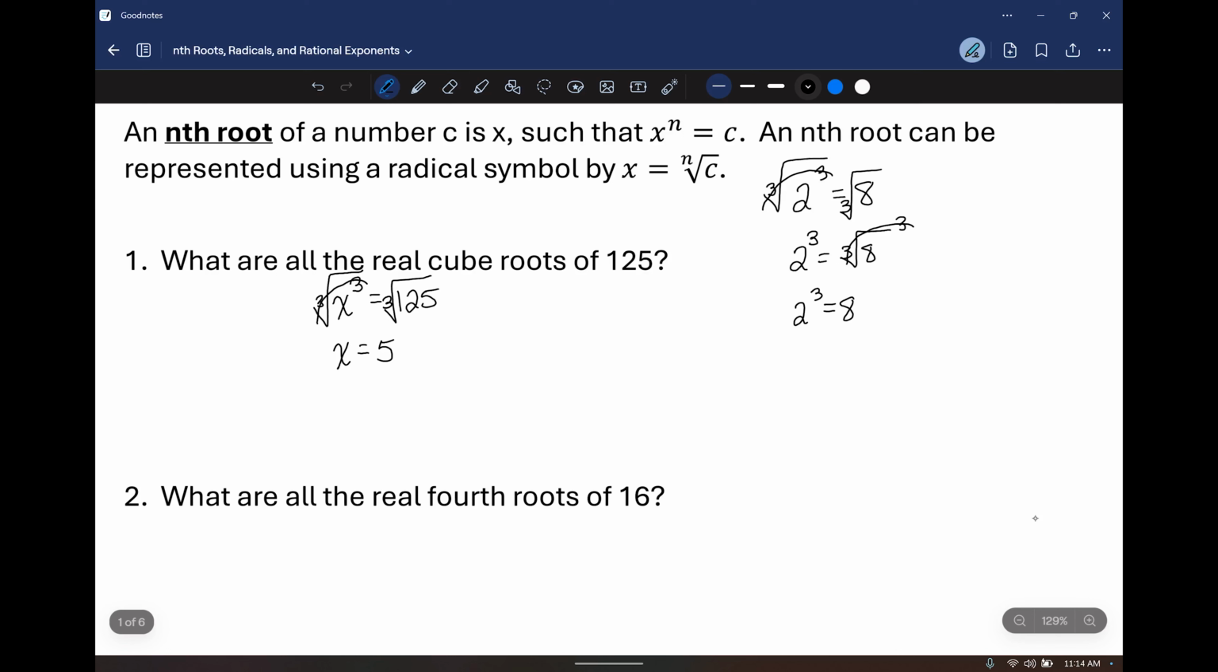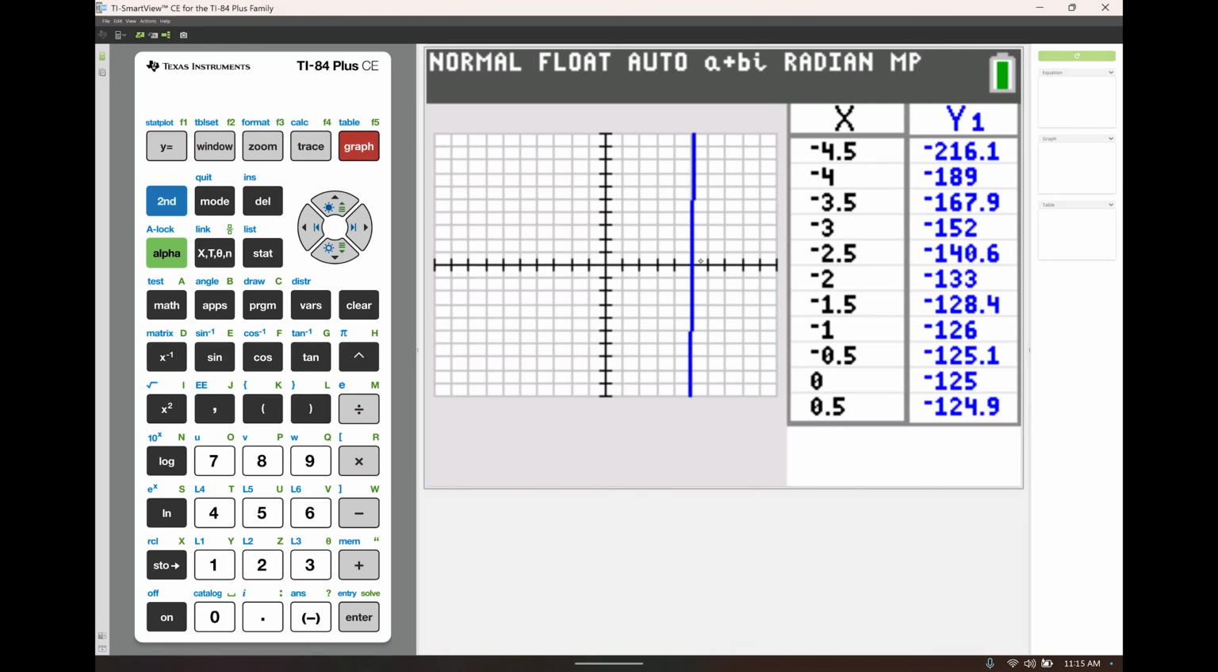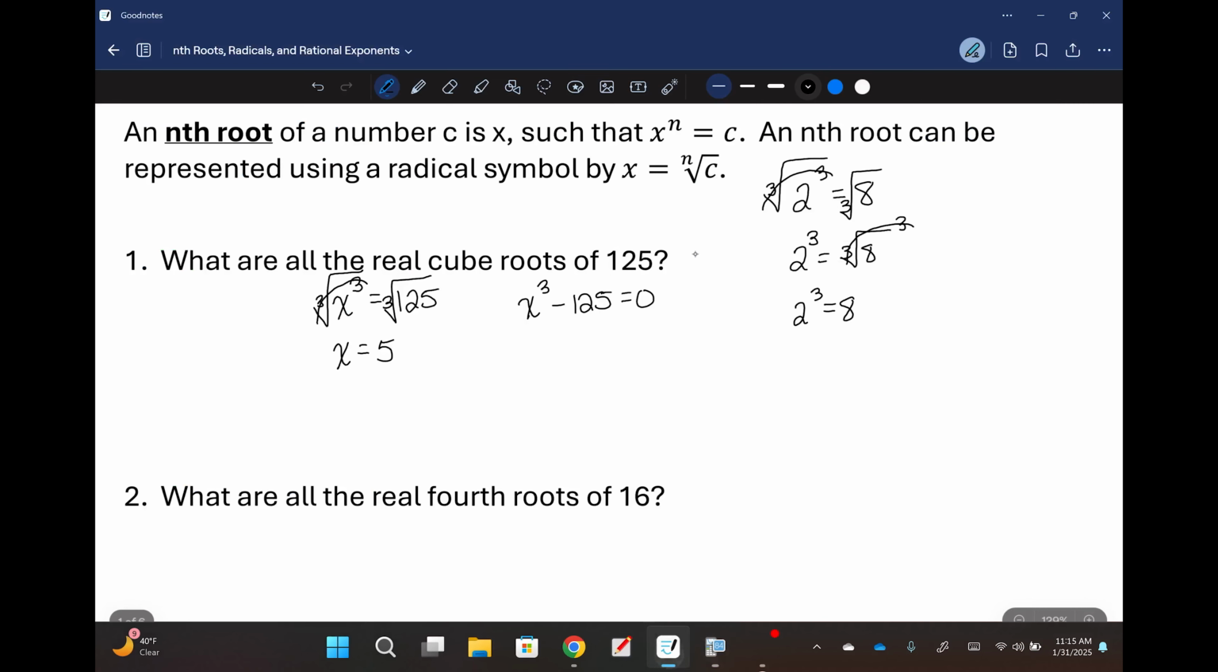If I wanted to see this graphically, I could take my x cubed and subtract the 125 and set it equal to 0 so that I could see what the roots of my equation were. All right. So let's graph x cubed minus 125. And you're going to see right there, it crosses the x-axis at 5. Now, x cubed minus 125 has 3 answers because it's a cube. The degree is a 3. So one of these is real. The other two are imaginary. So I have the one real root.